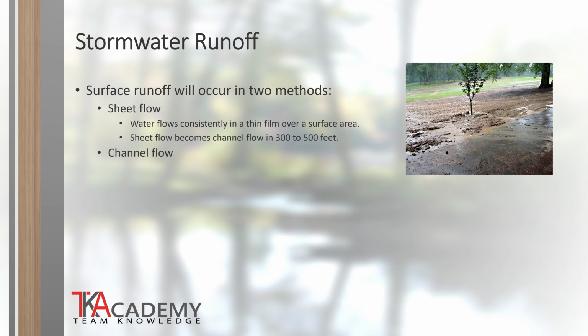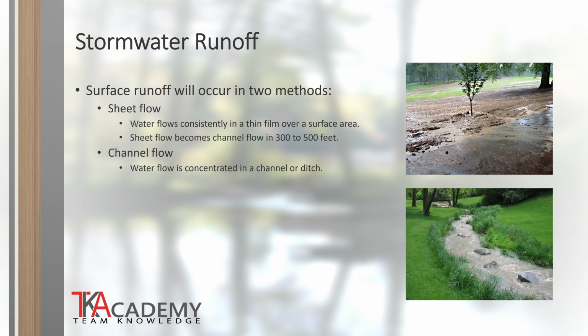Channel flow is the concentrated flow of surface runoff in a channel or a ditch. Channel flow usually does not exceed about 800 to 1,000 feet before it enters a natural creek or river or an engineered system such as a storm sewer. All surface runoff occurs in this pattern, initially starting off as sheet flow and eventually collecting and gathering into concentrated channel flow until it reaches a point of capture or discharge.